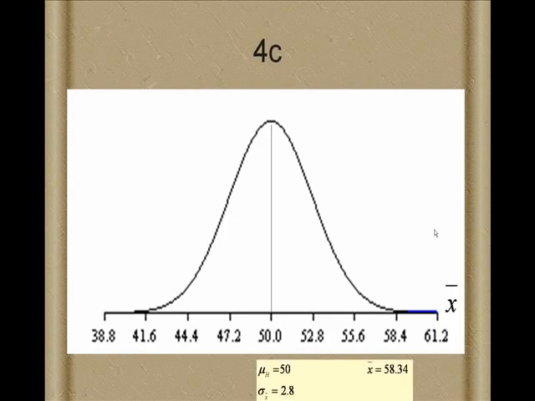Okay, let's look at the chart here. You can see we have the sampling distribution, the axis labeled with x bar. We have our hypothesized population mean of 50 with the standard error equal to 2.8. Then there's the specific value of x bar, 58.34, that we found in this particular sample.